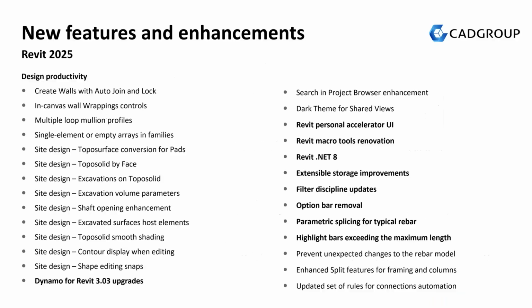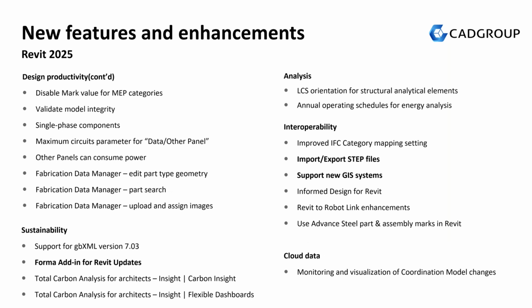So here's a list of features for design productivity. Some core features include Dynamo for Revit that has been updated to 3.03. If you are using Dynamo, you can see that it works well now with nodes. So Revit has been upgraded to incorporate Microsoft's .NET 8 framework as well, and they also enhanced Revit Personal Accelerator UI and Revit Macro Tools renovation. So we'll go through each section and some demonstration for these new features and enhancements.